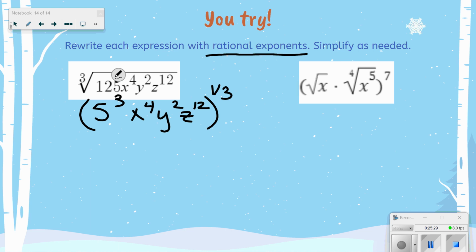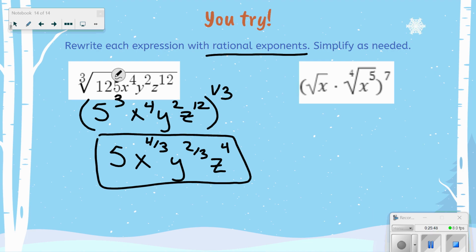Exponent to exponent means you're multiplying. So this will become 5x to the what power? 4/3, y to the 2/3, and then lastly z to the what power? Great job. And I have all of my fractional exponents. So that's good right there.